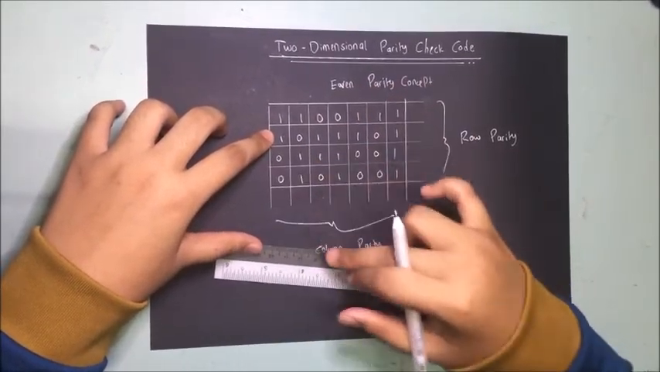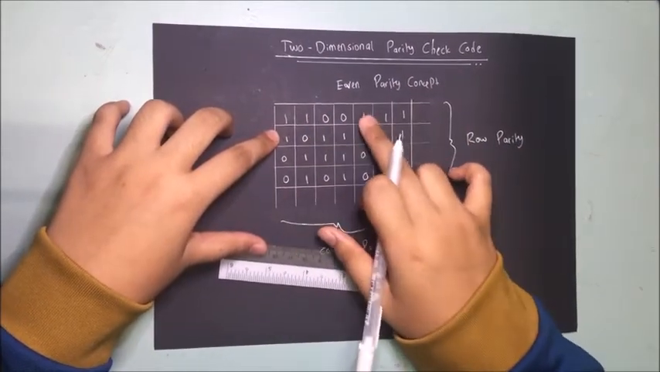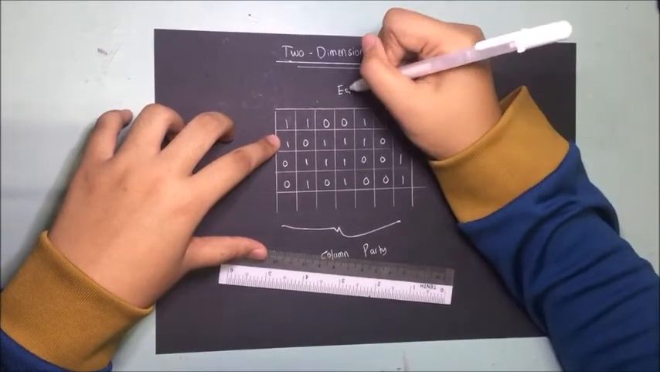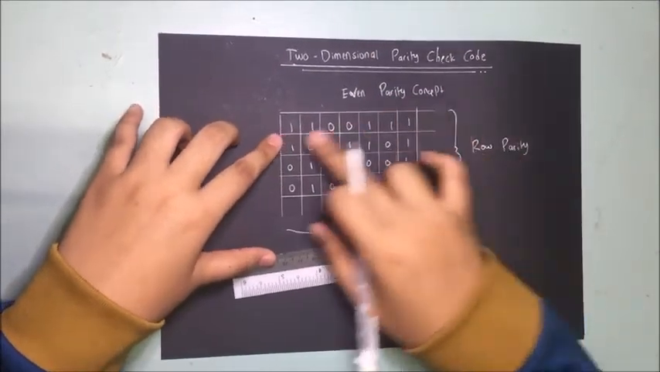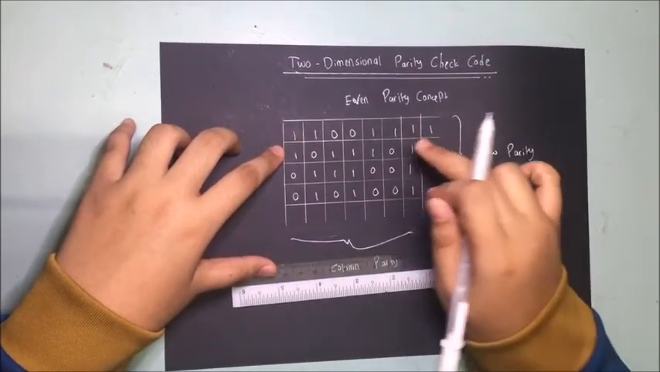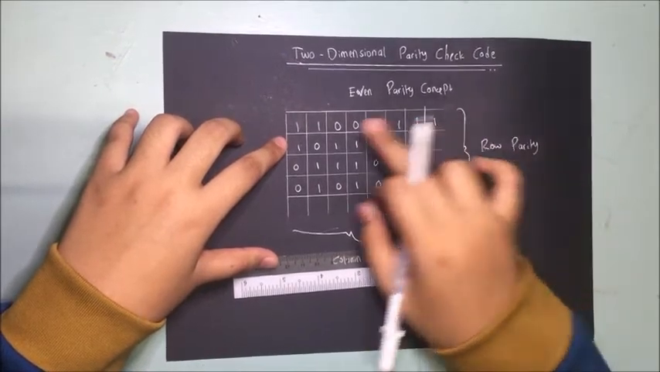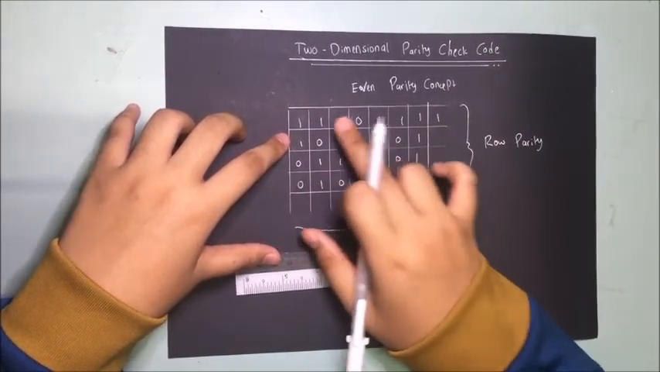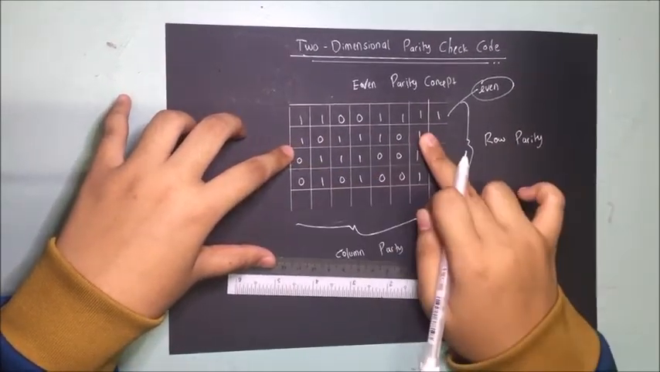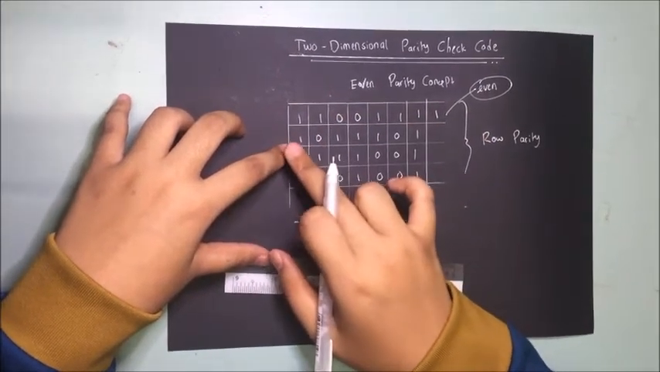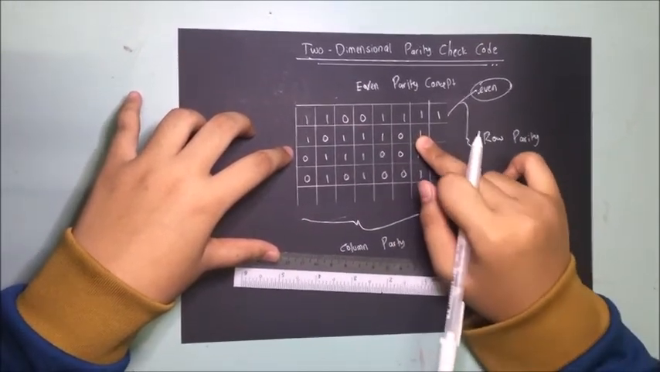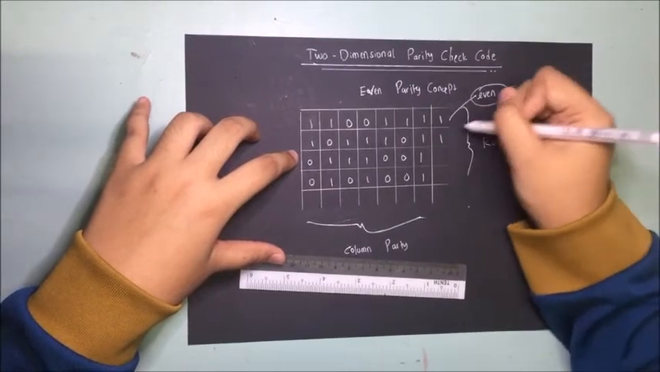To make it even, we need to calculate the one bits. So 1, 2, 3, 4, 5. We have 5 one bits. To make it even parity, we need to add 1 at the end, because we need to make it even. If we add the 1 at the end, it automatically will be 6: 1, 2, 3, 4, 5, 6, definitely even. So continue with the second one. Same concept. We count the ones: 1, 2, 3, 4, 5. It's odd, so we need to add 1 at the end to make it even.